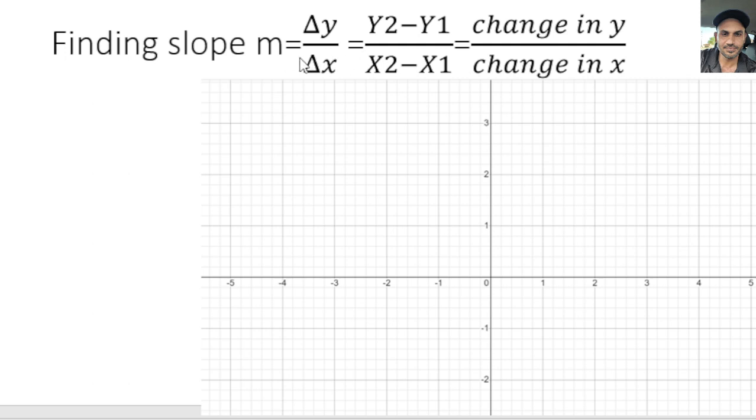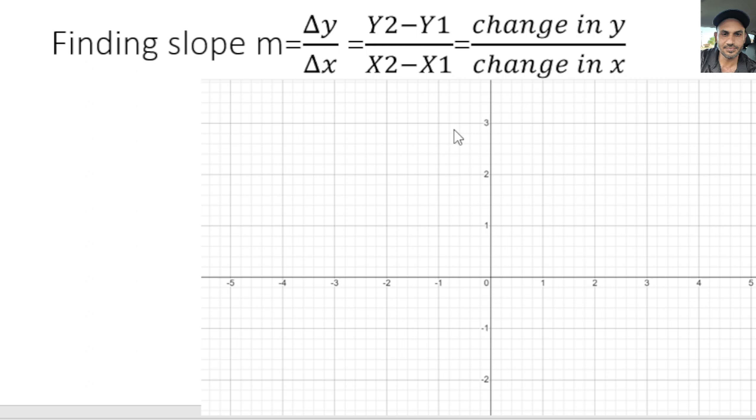There are different terminologies that are used for slope. It's called change in y over change in x. It's called delta y over delta x. It's called rise over run because change in y is also considered the rise in the vertical direction, and change in x is considered the run or the movement in the x direction.